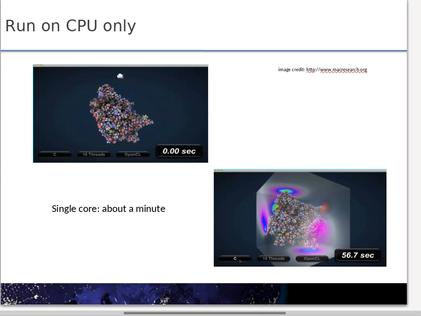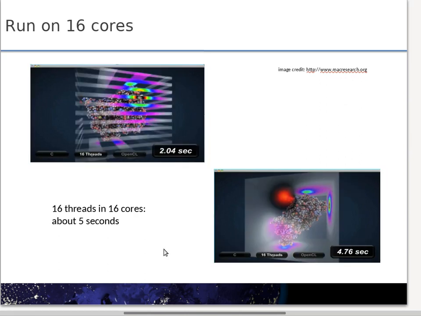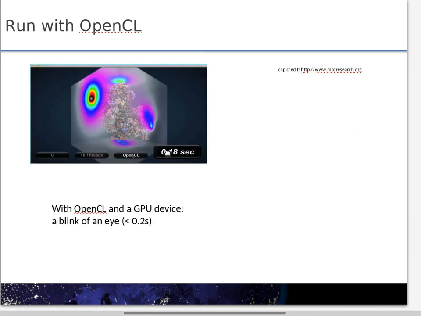So what they're trying to show is that on a GPU, it takes, well, they say 0.00 seconds or very few seconds, while it may take up to a minute on an actual processor. And we're going to talk about how that's done. Now, if you get down to 16 threads on 16 cores, about 5 seconds. So there is actually a pretty significant improvement. And then OpenCL did 0.18 seconds.